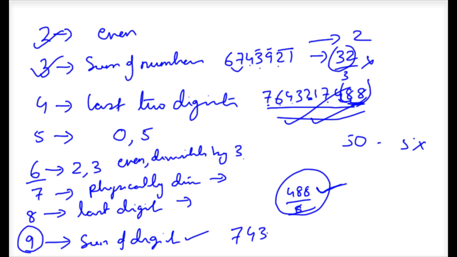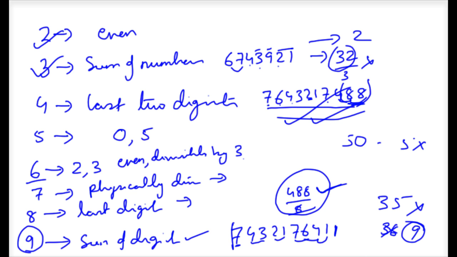Suppose I have 7, 4, 3, 2, 1, 7, 6, 4, 1. And now let me check whether this is divisible by 9 or not. This is 10, 11, 18, 18 plus 3 is 21, 21 plus 7 is 28, 28 plus 7 is 35. So the sum of these digits is 35. So again it is not divisible by 9. Suppose I put one more 1 here, then the sum of the digits becomes 36. 3 plus 6 is again 9. Now it is divisible by 9. So this number is divisible by 9. So the sum of digits should be divisible by 9, then the number will be divisible by 9.